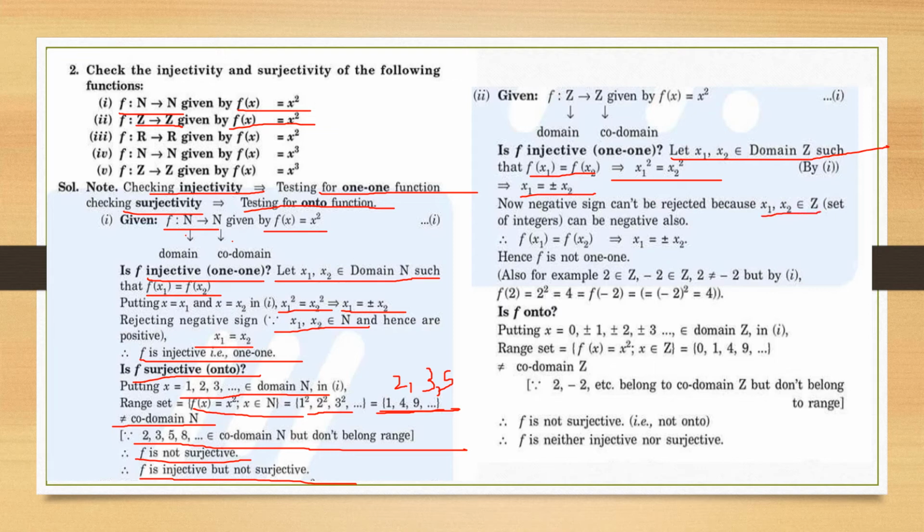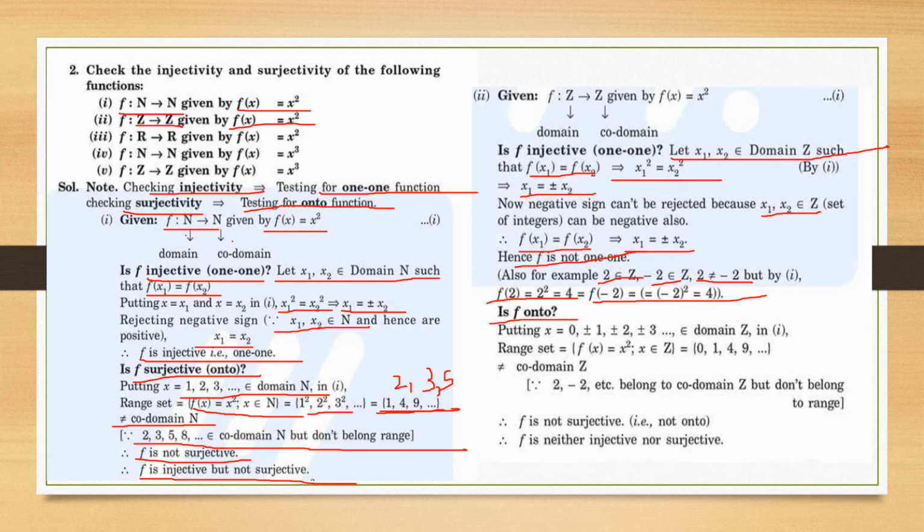Why? Because integers are positive and negative as well, right. So how is it possible? f(x1) = f(x2) must imply x1 = x2, but it is implying that x1 = ± x2, which means it is not 1-1. See an example: 2 belongs to Z and -2 is also belonging to Z. Both are not equal. But f(2) is 2², that is 4, and f(-2) is again 4, right? So the values are same, but the elements are not same.